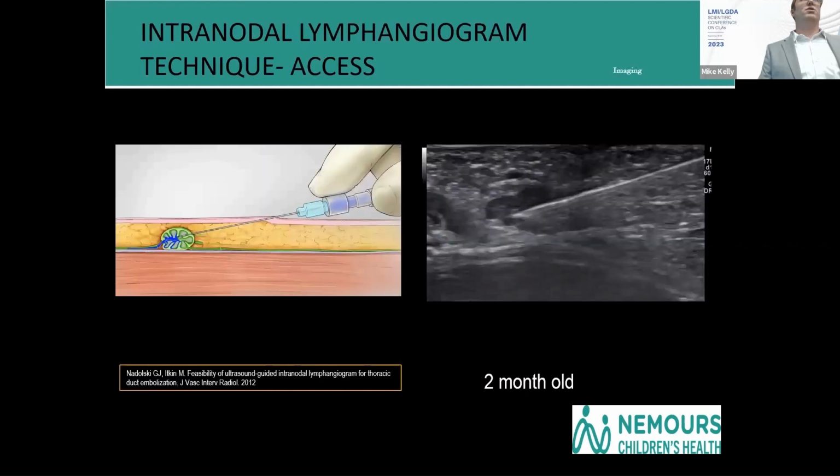And as you guys have heard, we really weren't able to visualize the lymphatic system until about 2010. And the concept of intranodal lymphangiogram was created and published, where we take a 25 gauge needle, advance it into a superficial lymph node under ultrasound guidance. And this gives us a stable access in order to introduce different contrast agents into the lymphatic system so we can actually see what's going on.